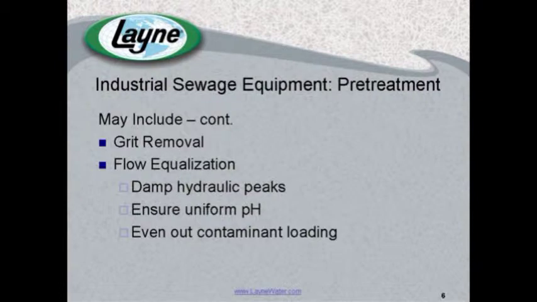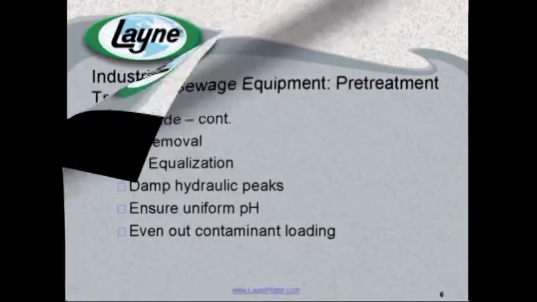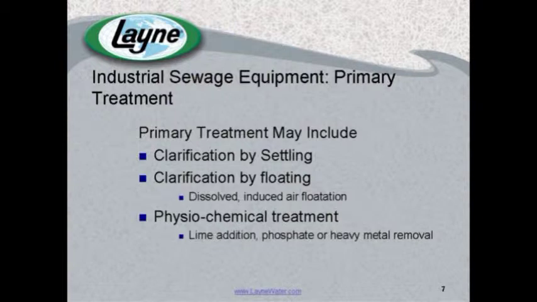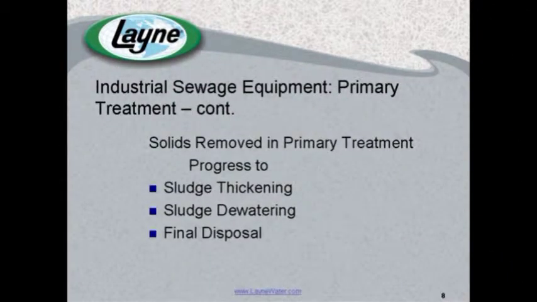From there, we will move into that primary waste treatment, and we're going to move into clarification, perhaps by settling. That's a very common means, but also separation by flotation using a dissolved air flotation device. And in some cases we're going to use physiochemical treatments such as lime, adding phosphate to really help precipitate heavy metals. From the primary waste treatment, we're going to now move into secondary.